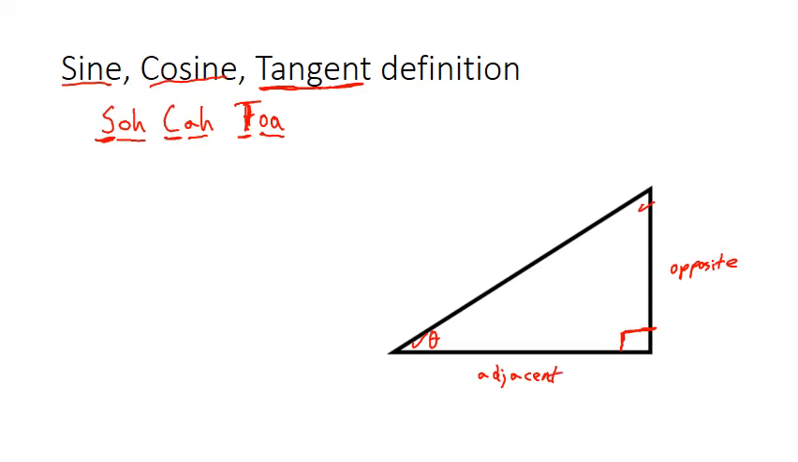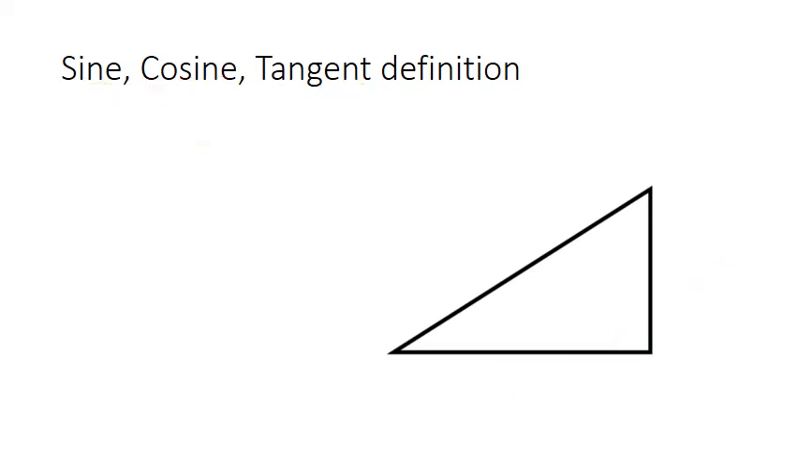If we move the location of theta, let's say that theta were here instead. Now, this is the opposite side, and this is the adjacent side. So adjacent just means close. So this side is close to our angle. So let's go back again. So we know SOHCAHTOA.